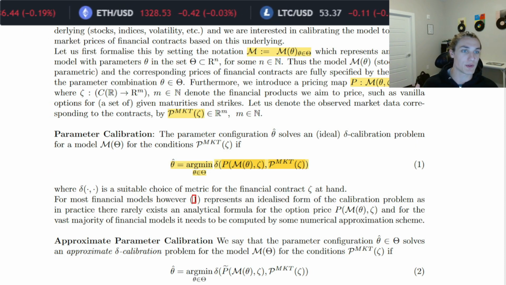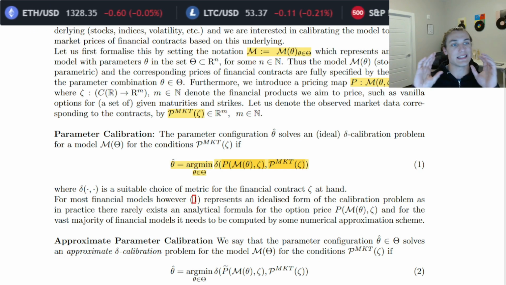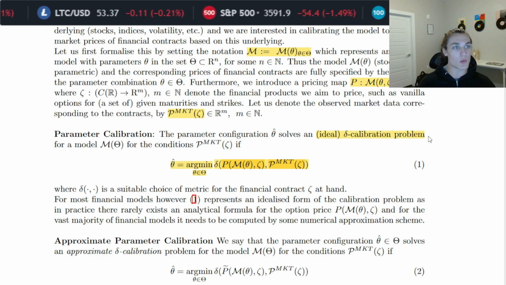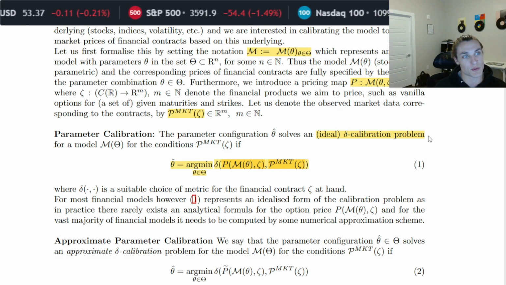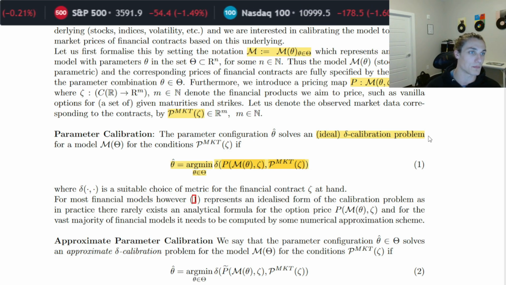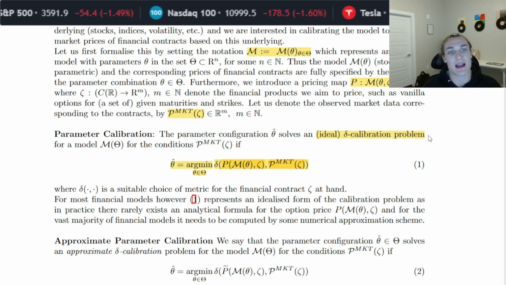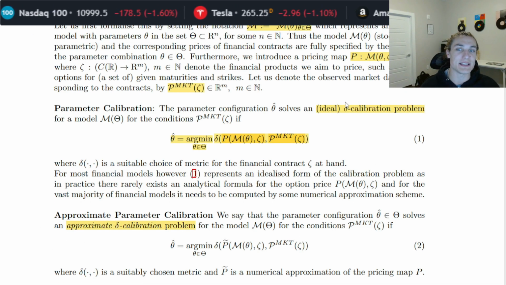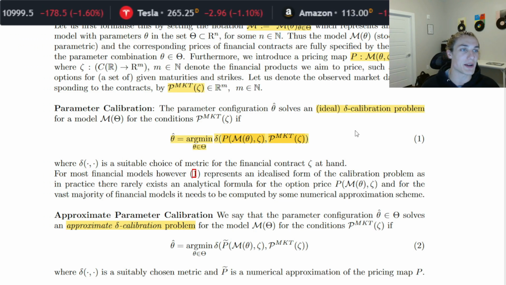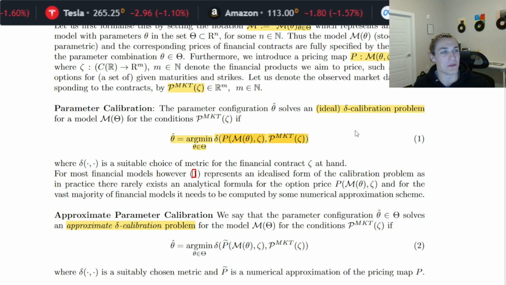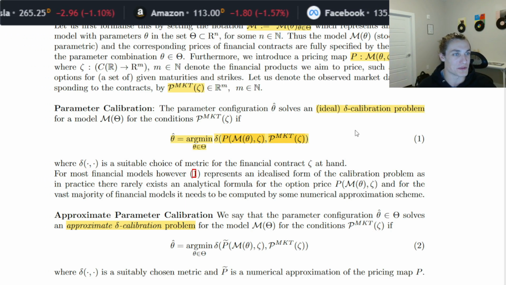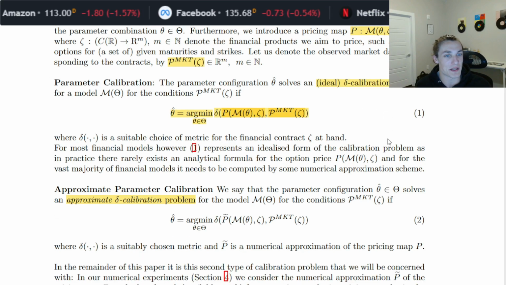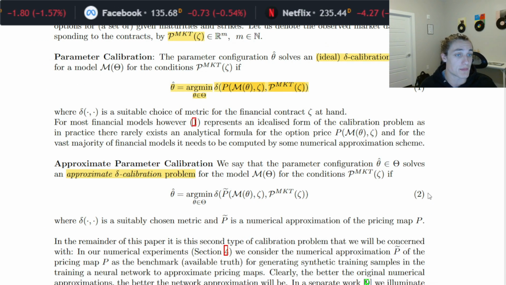If you want to get super technical with me, then in reality, we're not solving this ideal delta calibration problem. This is an ideal delta calibration problem where we know the pricing map. This may be the case for Black-Scholes, but definitely not the case for Rough Bergomi, right? So in reality, we're going to have this approximate delta calibration problem. If we had this ideal delta calibration problem, then that defeats the entire purpose of this paper. We don't need to deep learn Black-Scholes, we have a closed form solution for that. So there's really no reason to do this for an ideal delta calibration problem, but for an approximate delta calibration problem, this is very useful.